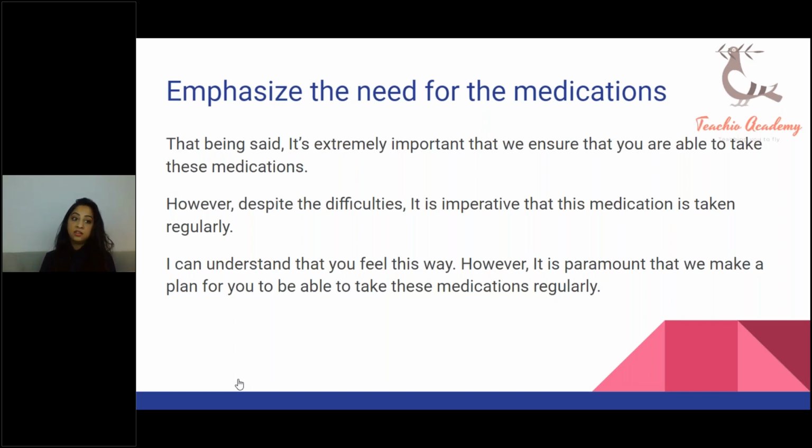If I would have said, that being said, it's important that you take your medications, and now I've said, that being said, it's extremely important that we ensure that you're able to take these medications. Do you understand the difference in between saying that you need to take your medications and we ensure that you're able to take these medications? Just type in yes if you understand the difference.